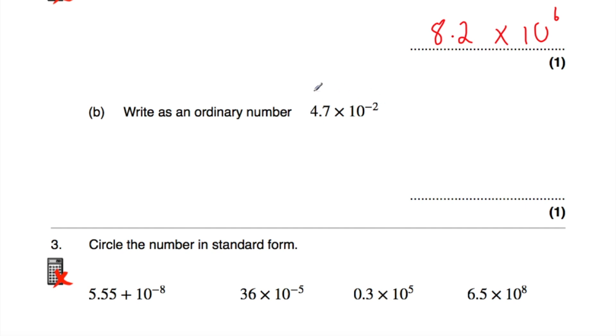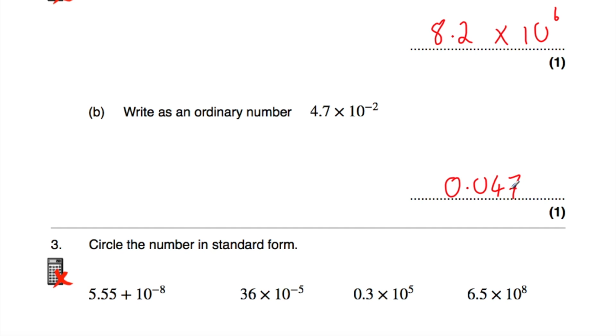So the 4, which is in the units or the ones column, will move into the tenths and then into the hundredths. So the 4 is going to move into the hundredths, and the 7 will move 2 columns to the right, so to move into the hundredths and then into the thousandths. So it's going to be 0.047.